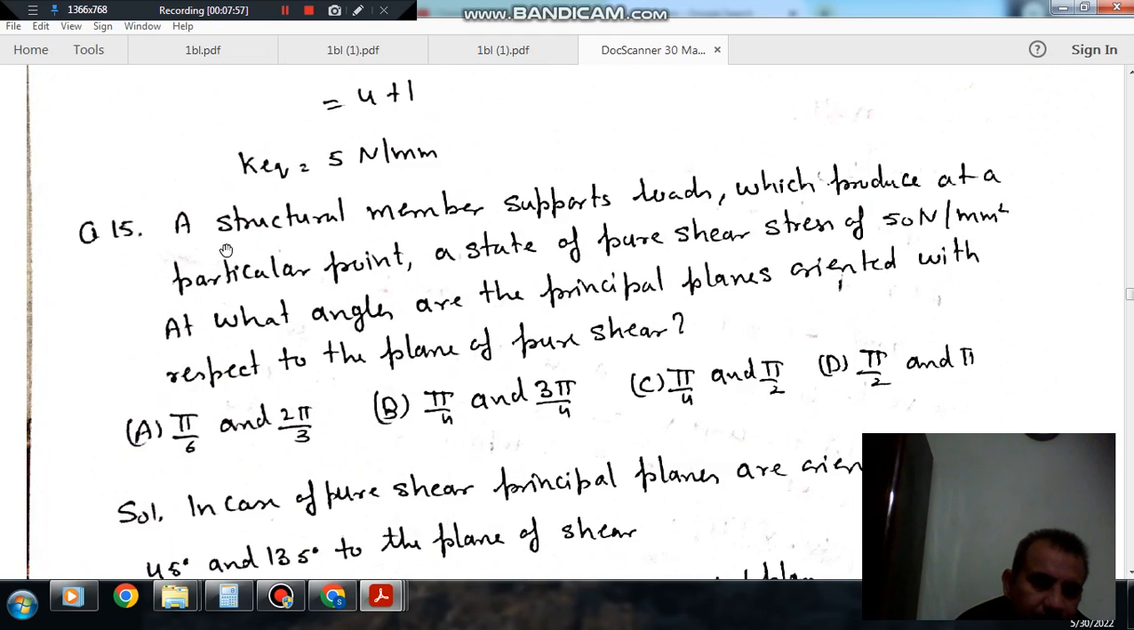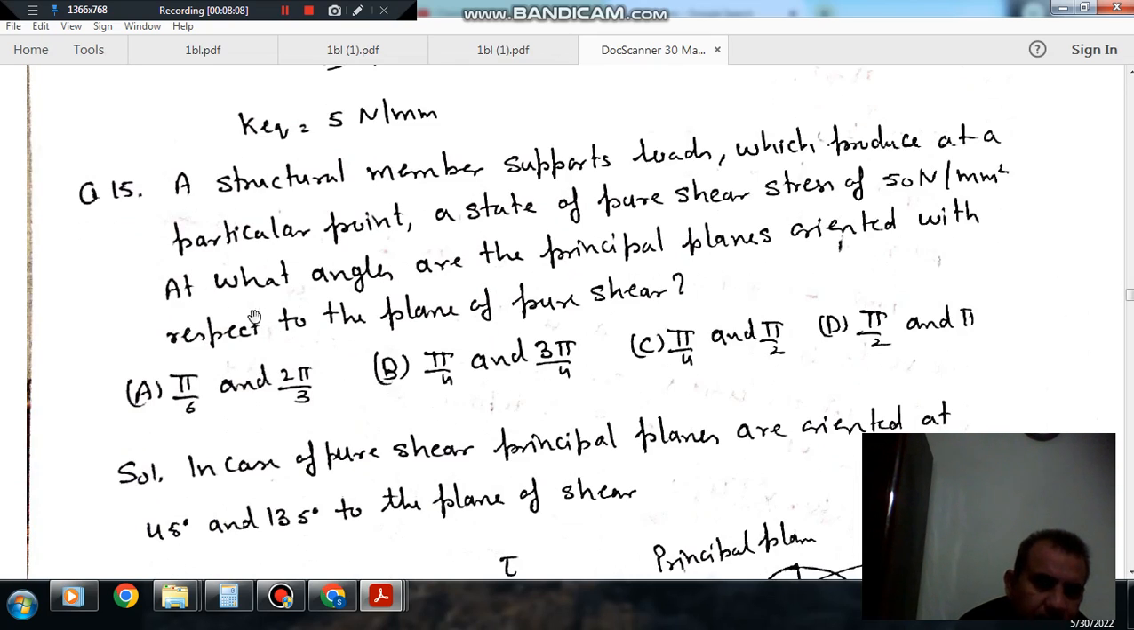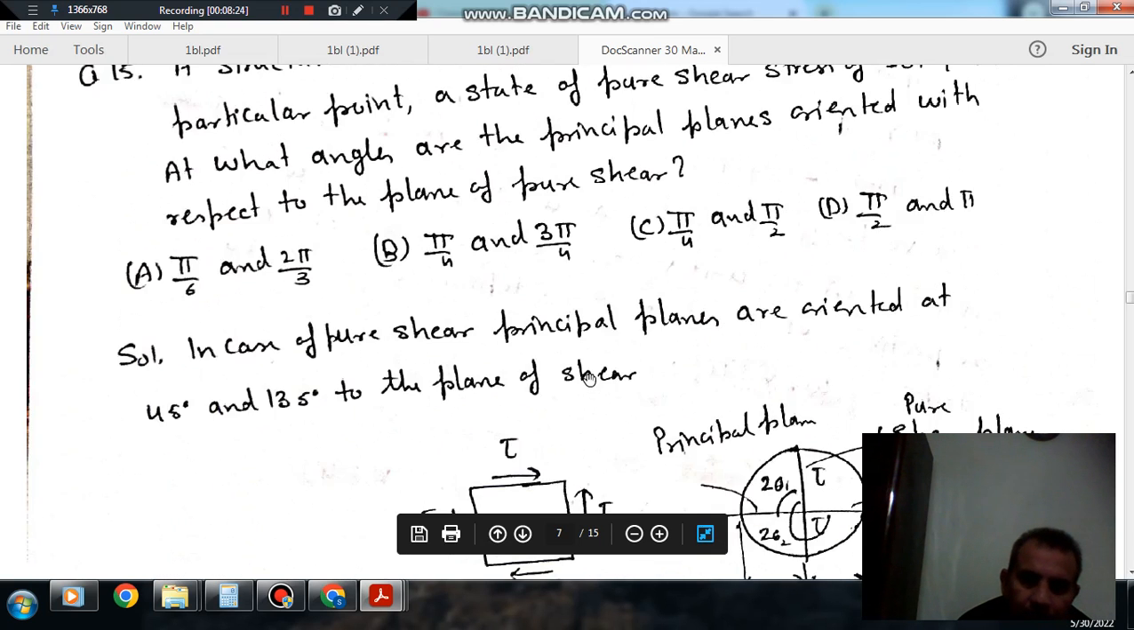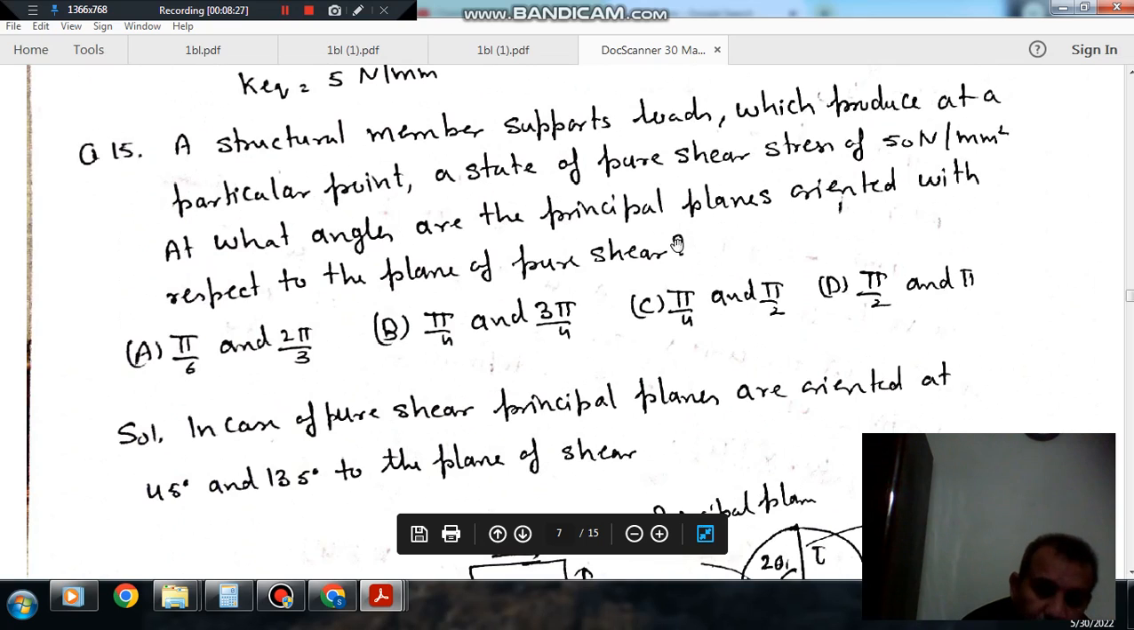Question number 15. A structural member supports loads which produce at a particular point a state of pure shear stress of 50 newton per mm square. At what angle are the principal planes oriented with respect to the plane of pure shear? So this is your structural member and it is subject to pure shear.